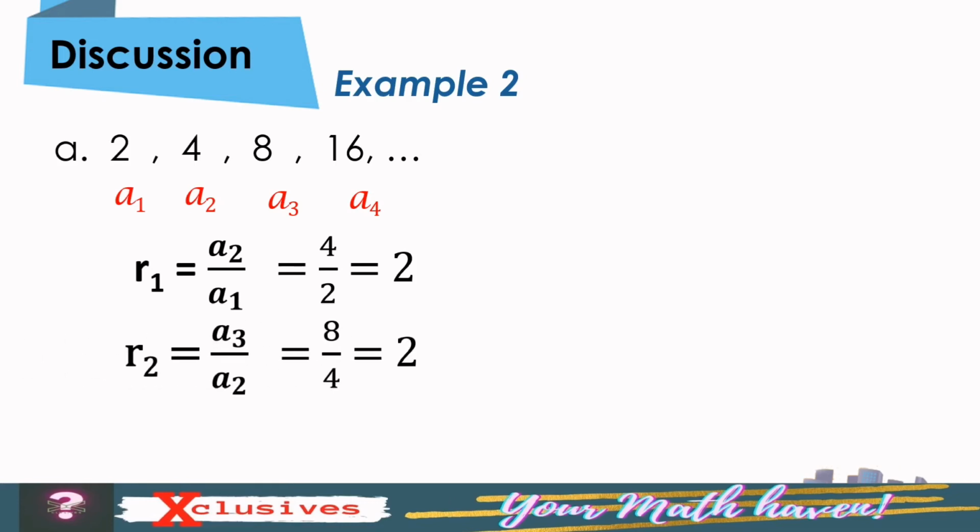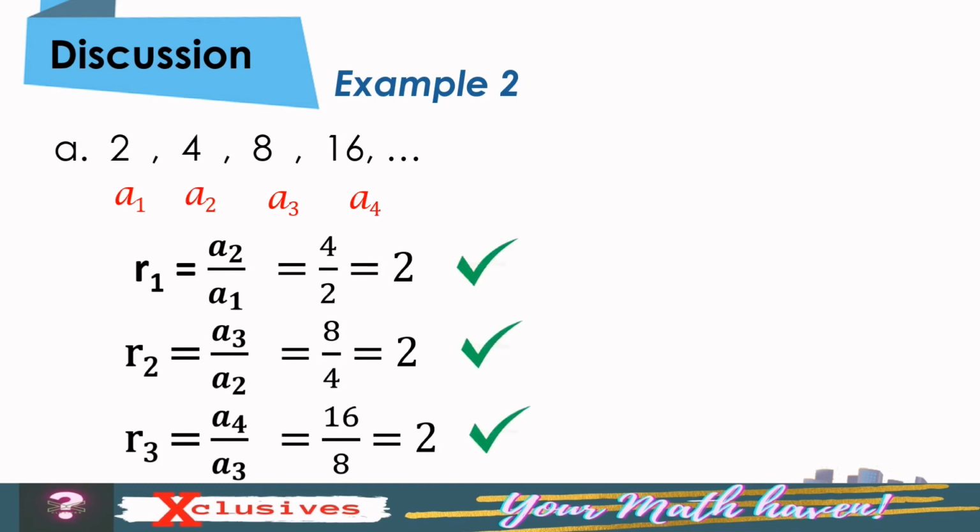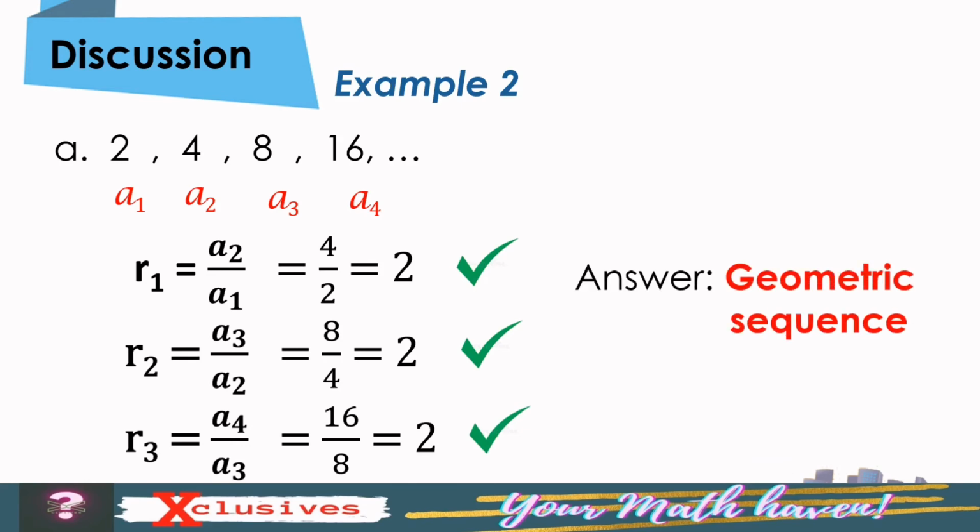Next, let's find the ratio between a sub 3 and a sub 2. Substituting the values, we have 8 over 4, or 8 divided by 4. That gives us still 2. And for the last ratio between the fourth term and the third term, we have 16 over 8, or 16 divided by 8, and that gives us 2. So as we can see, they have the same ratio. So therefore, we can say that this sequence is a geometric sequence.